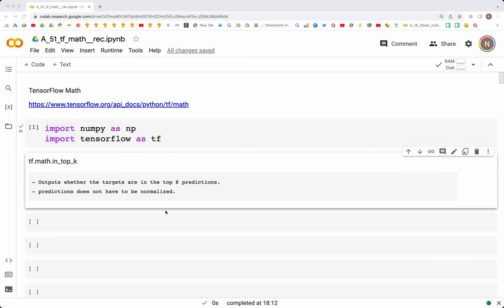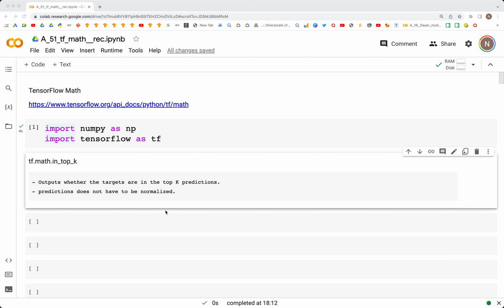Let's now look at the function in_top_k. What this does is it outputs whether the targets are in the top k predictions. Again, note that the predictions do not have to be normalized. That is, the probabilities, the values in each of the rows, could add up to maybe more than one if they are not normalized.